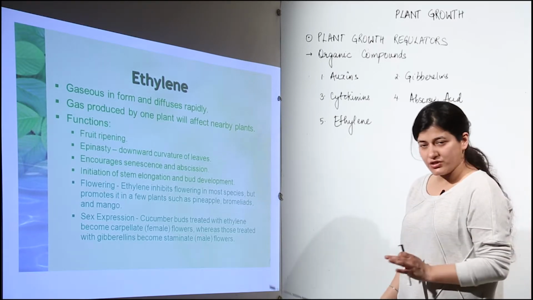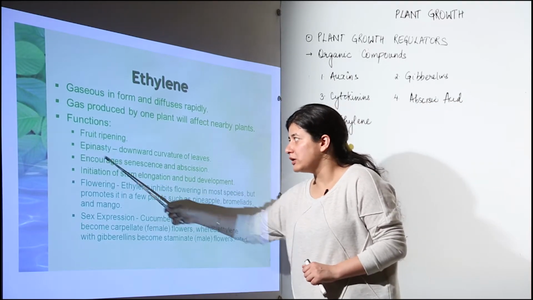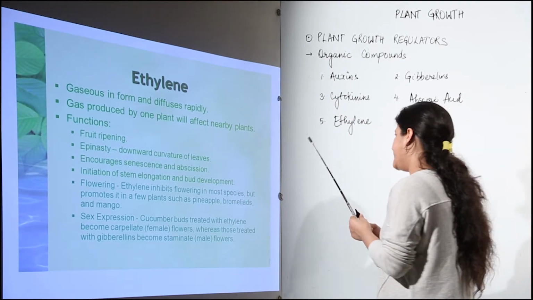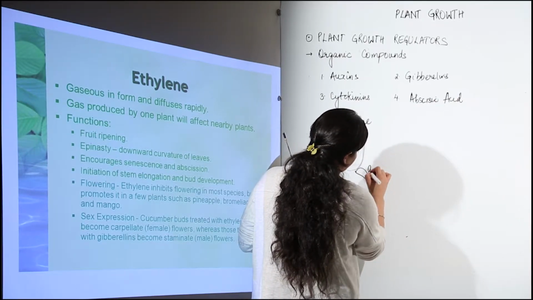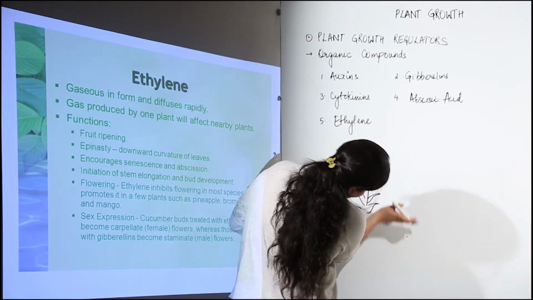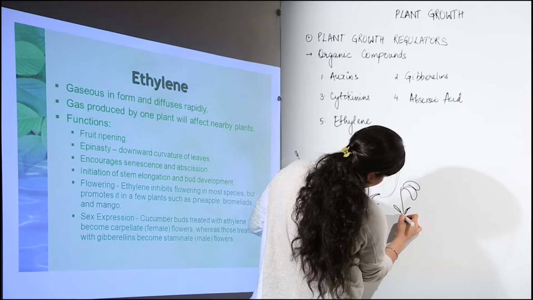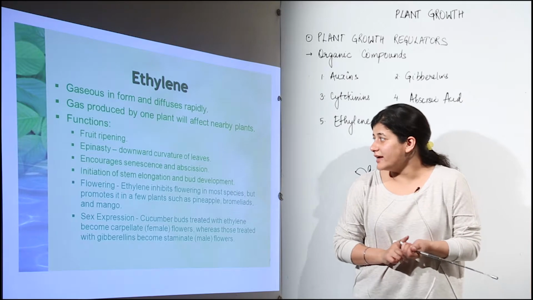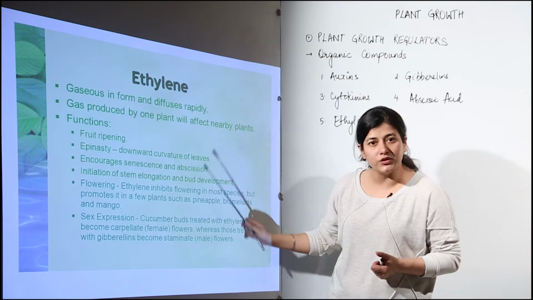Now what are the functions of ethylene? First thing you need to know, fruit ripening, very simple. Epinasty. Now what is epinasty? Epinasty is the condition where the leaves would show, suppose this is the tip of the plant, the shoot apex, and this is the plant I am drawing. It would fold like this. Simply, it is curling, that is, the downward curvature of the leaves would be present. That epinasty would be promoted by ethylene.